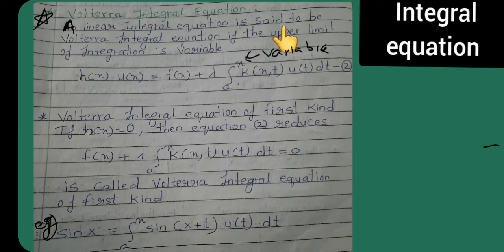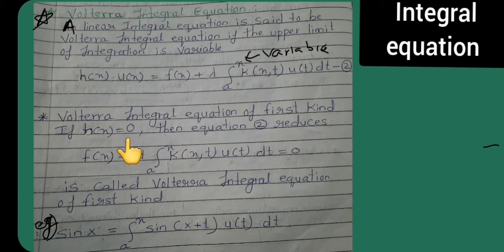A linear integral equation is said to be Volterra integral equation if the upper limit of integration is variable. So here this is my given integral equation, and the upper limit is a variable, so I say it is a Volterra integral equation. Next is my Volterra integral equation of the first kind.